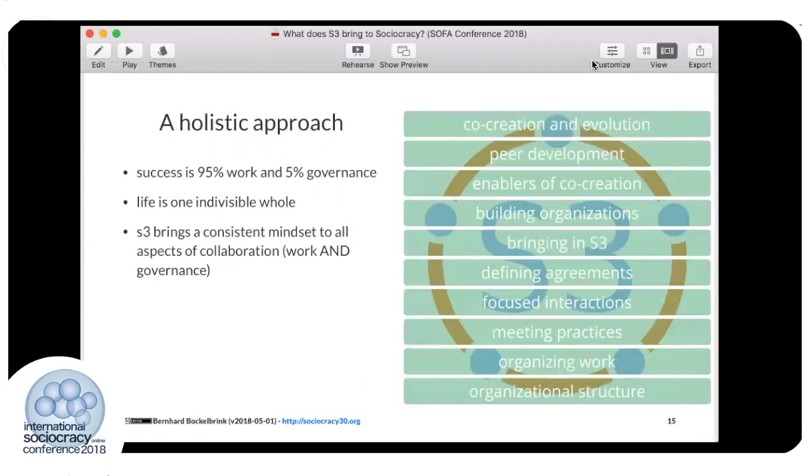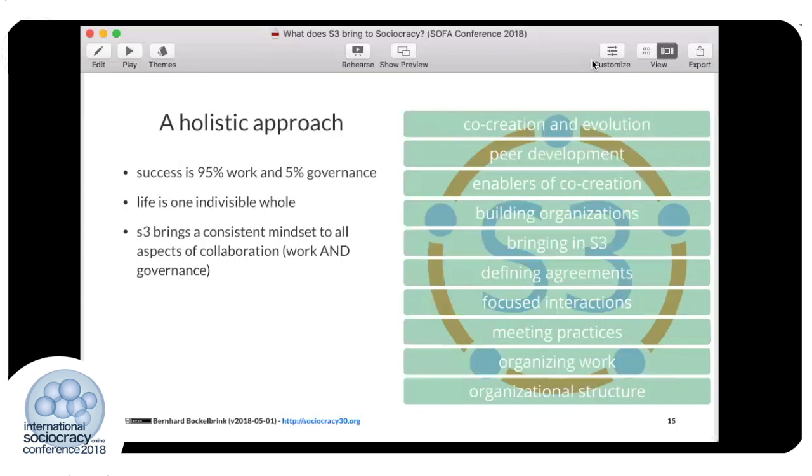Also, S3 is a holistic approach. Success of an organization is 95% work and 5% governance. And also life is one indivisible whole thing. You cannot act differently in one part of your life and in another way in another part of life. This leads to a kind of cognitive dissonance. And that's the same in an organization. So work and governance need to be organized according to the same principles. So we bring a consistent mindset to all aspects of collaboration.